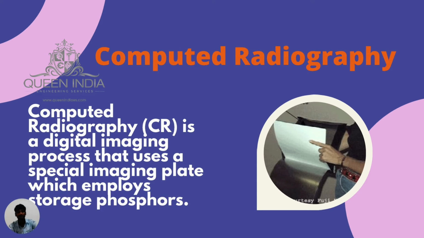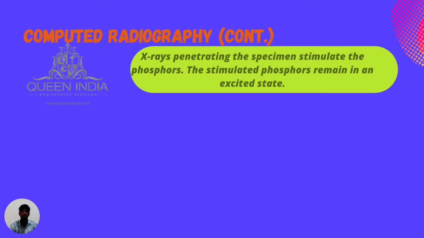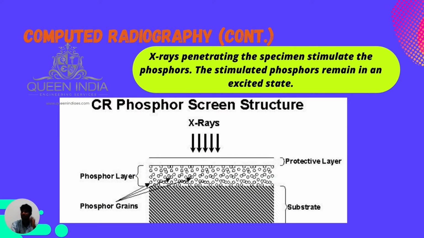It is a process that uses special imaging plates which employ storage phosphor. The X-ray penetrates the specimen and is absorbed by the phosphor, and the phosphor structure looks like this. The X-ray is produced in the photostimulable layers. The layers are particles or photographic grain and the substrate. This is the phosphor screen structure.